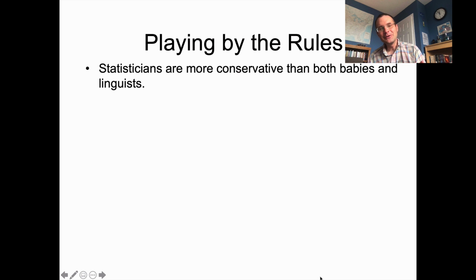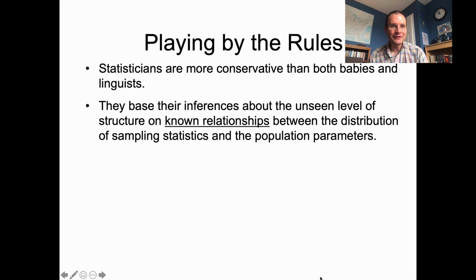But what we're going to do in stats is different. Statisticians are more conservative than both babies and linguists, it turns out, which is, again, good science. You don't want to make your conclusions too liberal or too broad if you don't have to, and you definitely shouldn't, because you just want to be able to state what you know. So what we do in stats is base our inferences about the unseen level of structure, the population level, on known relationships between the distribution of sampling statistics and the population parameters.